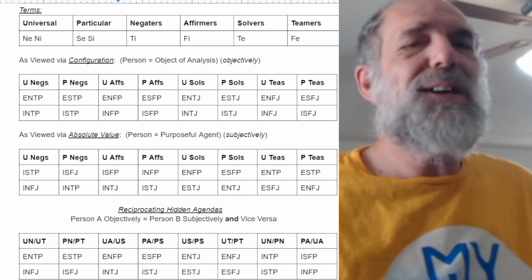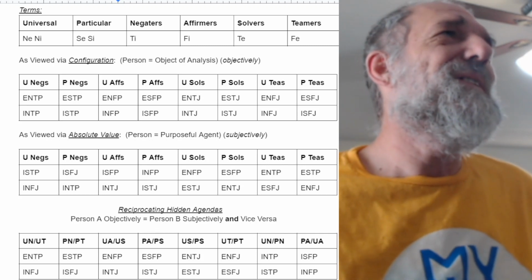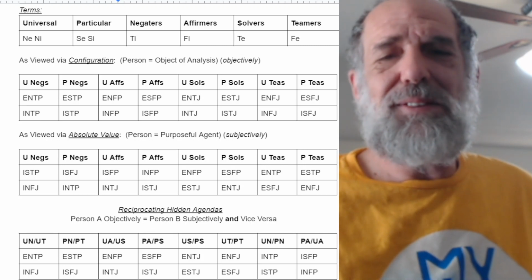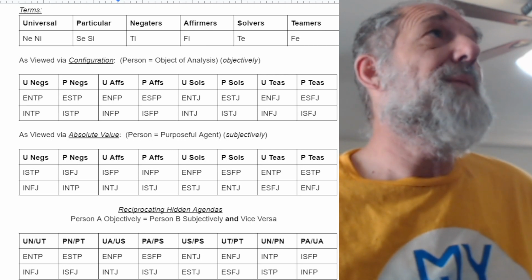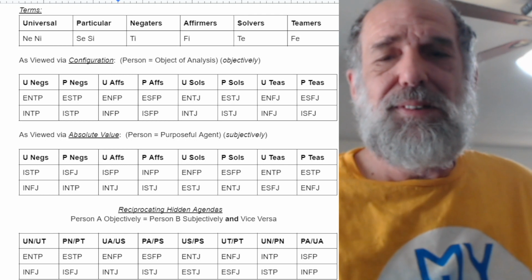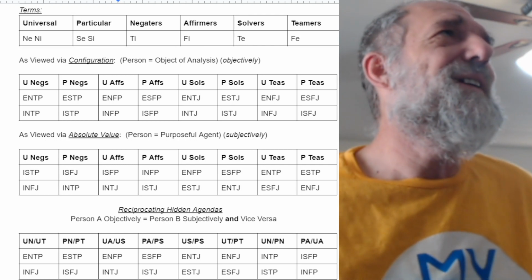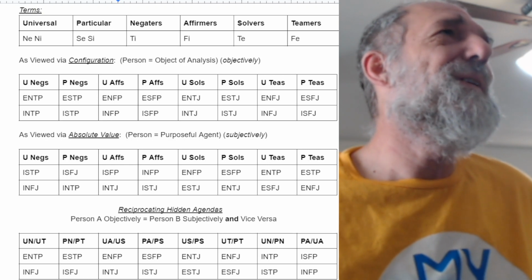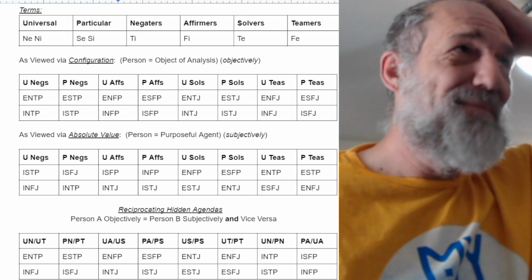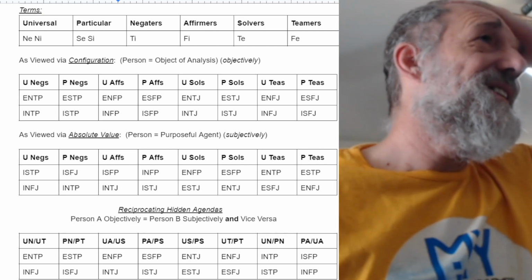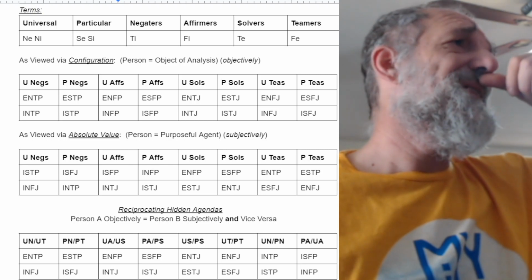Now, if you get an ESFP who has no universal solvency at all, and you put them in a position like the president, they're going to try to solve particular problems, and they're going to do so by particularly affirming things, and they're not going to care at all about any universalist negations or even particularist negations. So, anyway, the other particular solver, reviewed by absolute value, is ENTJs.